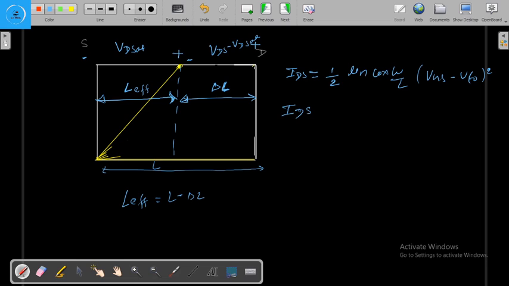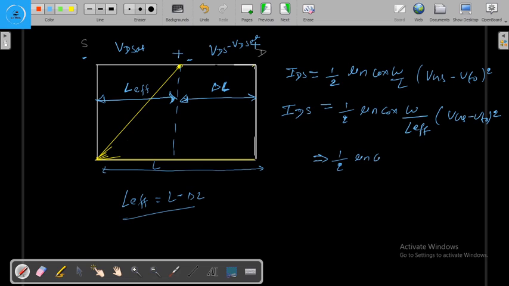So when VDS is greater than VDSAT, we can write IDS will be equal to 1 by 2 mu n COX, and we will write W by L effective. Earlier our channel length was L, now our channel length has become L effective, and this is VGS minus VT naught whole square. Now I am replacing this L effective by L minus delta L, then 1 by 2 mu n COX W, L minus delta L, VGS minus VT naught whole square.